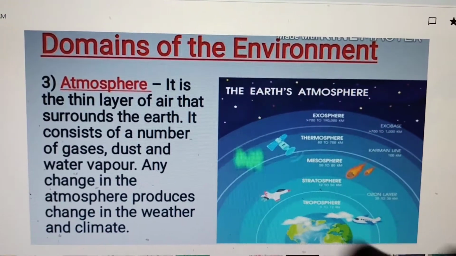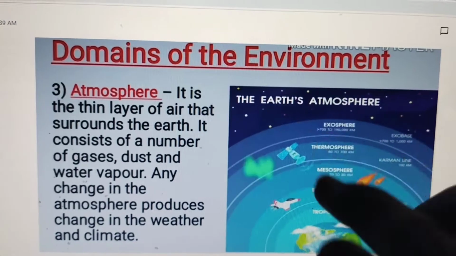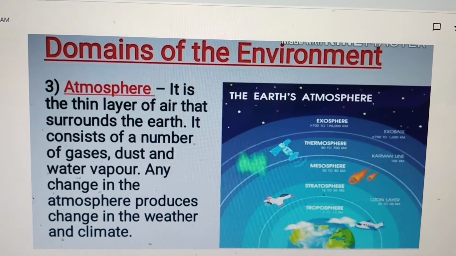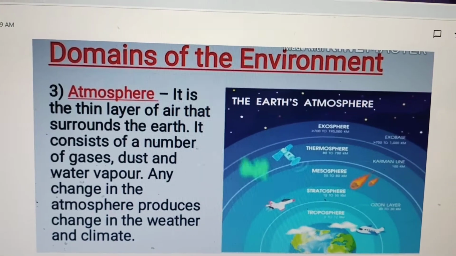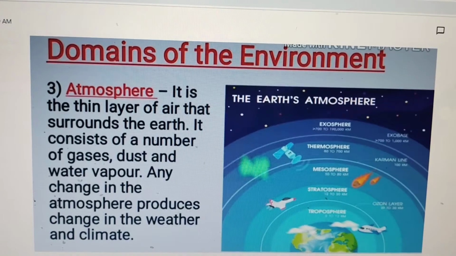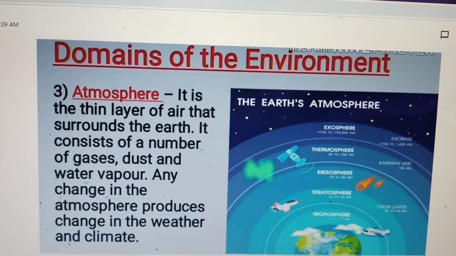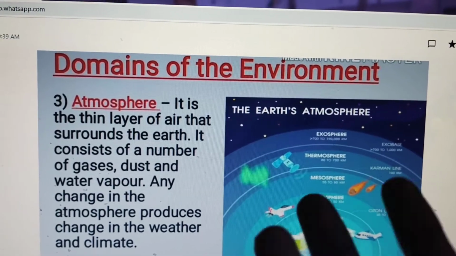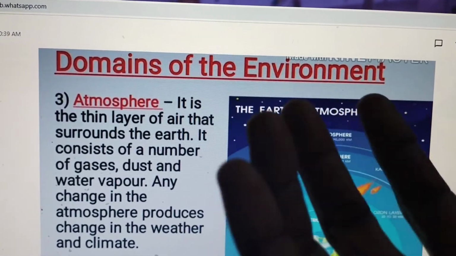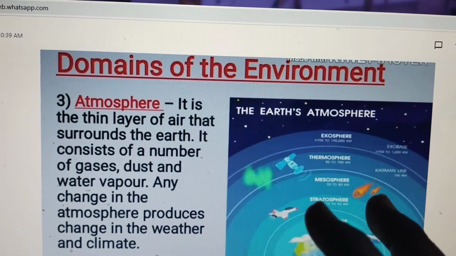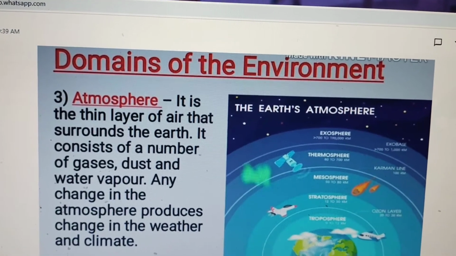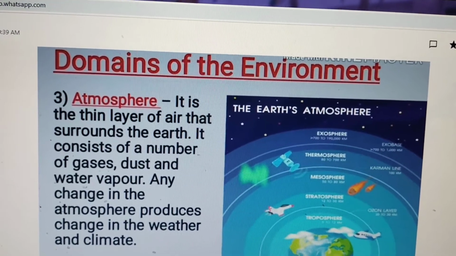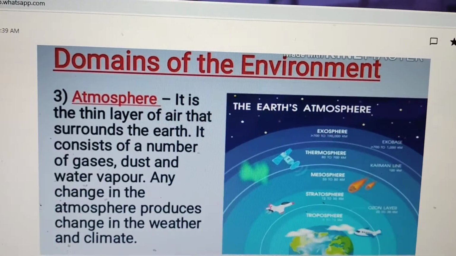And the third one is the atmosphere. It is a thin layer of air that surrounds the earth. It consists of a number of gases, dust, and water vapor. Any change in the atmosphere produces change in the weather and climate. We know that the atmosphere is a thin layer of air. Because of the gravitational force, the earth is held within the atmosphere, right? It consists of gas and dust and lots of water vapor. So there will be changes of climatic condition in this domain.